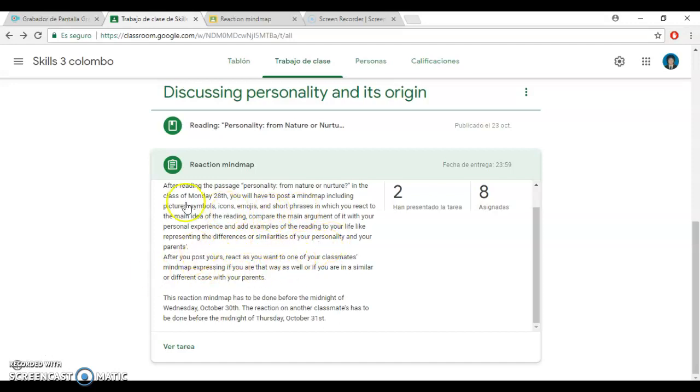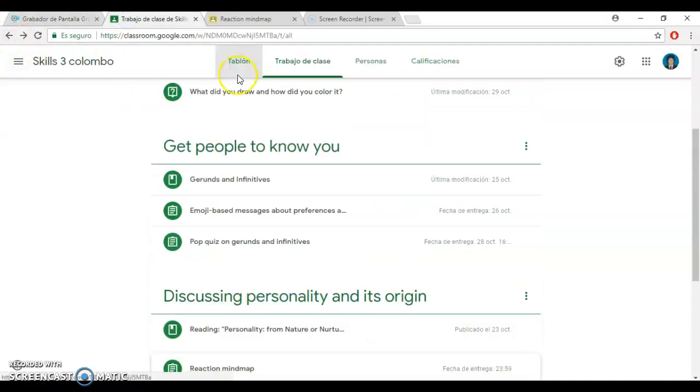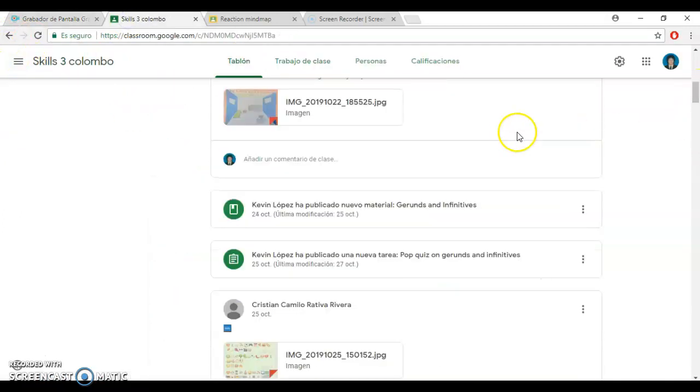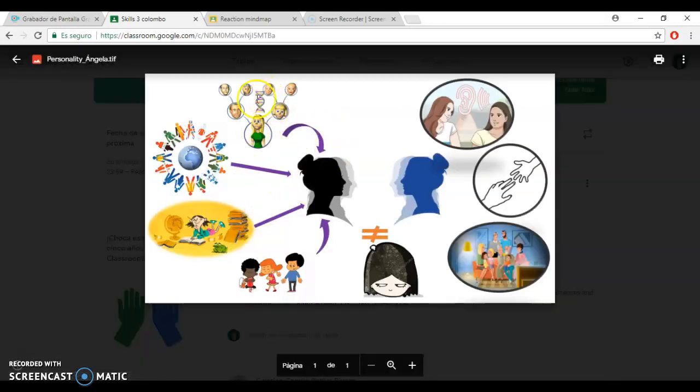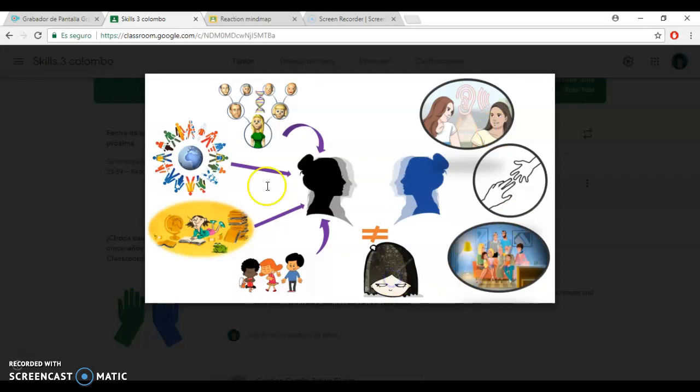After they posted that mind map, as we could see, some students did it, and let's see. Here we have a mind map, which definitely shows that these students made meaning out of their reading, and also she's expressing what I required, what I asked them to do as a task.